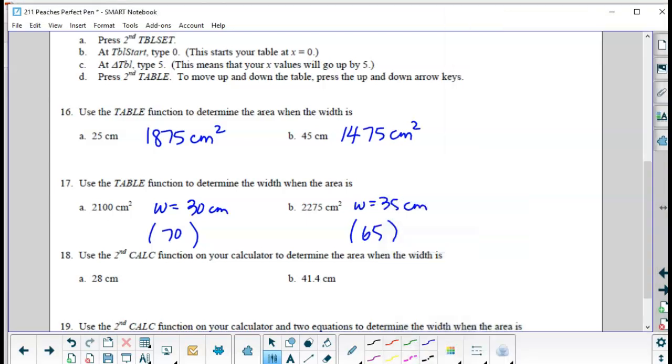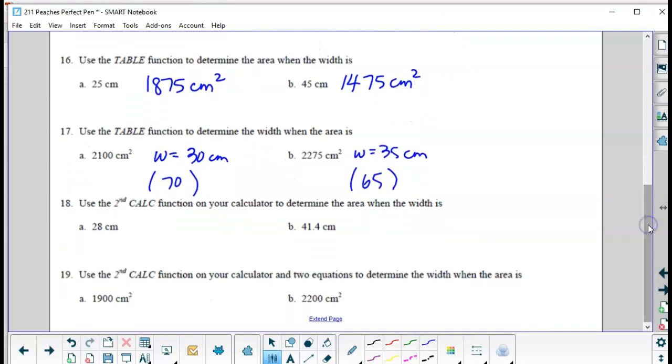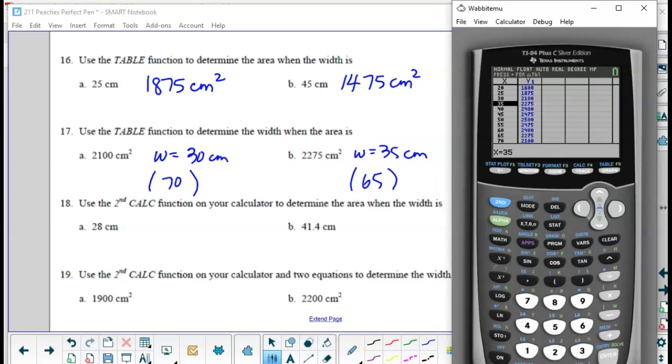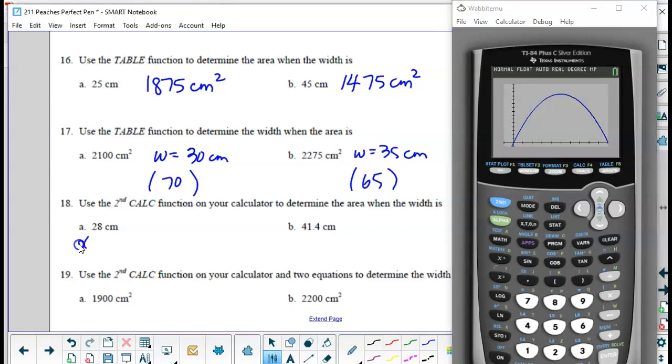Use the second calc function on your calculator to determine the area when the width is 28. So, this is a little bit different. So second calc, so I'm going to quit out of my table feature and look at my graph. We want to determine the area when the width is 28. You can use the second calc, it's a little bit more time consuming. These are actually x values, right? So this is x equals 28, and we want to know what the area is.